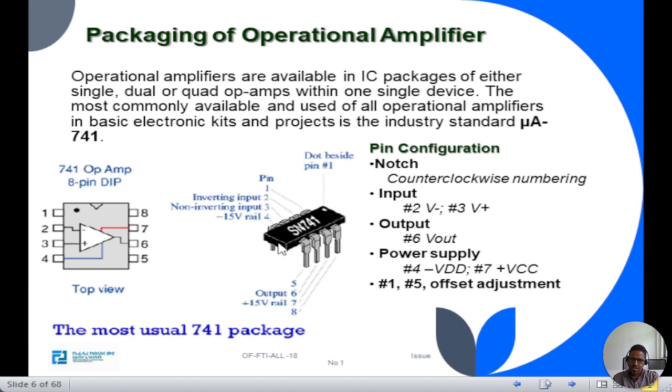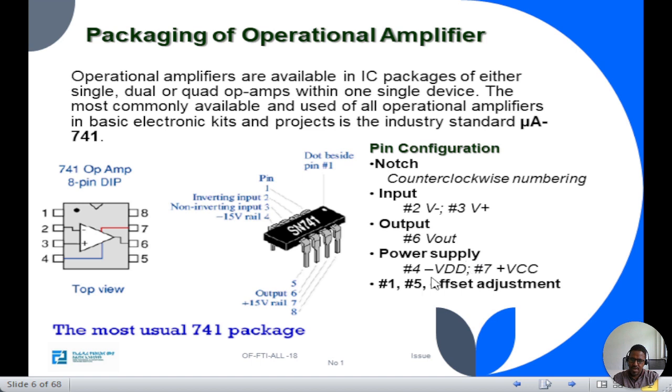So the pin configuration of the SN741 type of op-amp. Dot beside, that is the start pin, this one, we count counterclockwise, number 1, pin 1. So input is pin number 2, V inverting, pin number 3, V non-inverting. So inverting input voltage, non-inverting input voltage. Output is pin number 6. Pin number 6 is V out.